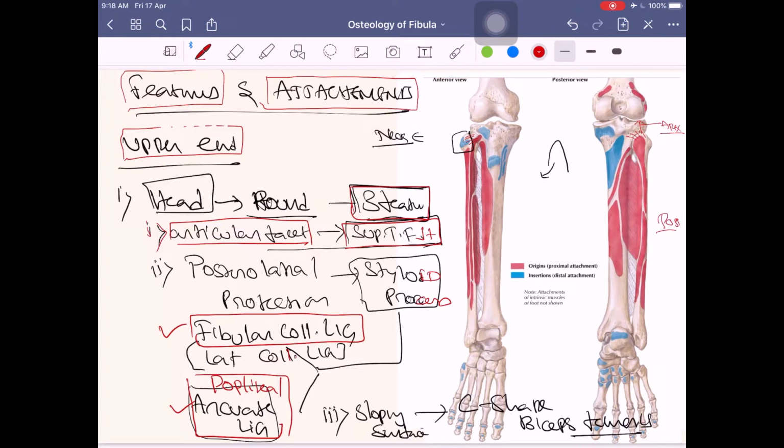Then there is a sloping surface on this side. The sloping surface, here in this picture you can see on this side where I am using the green and putting a star mark there.